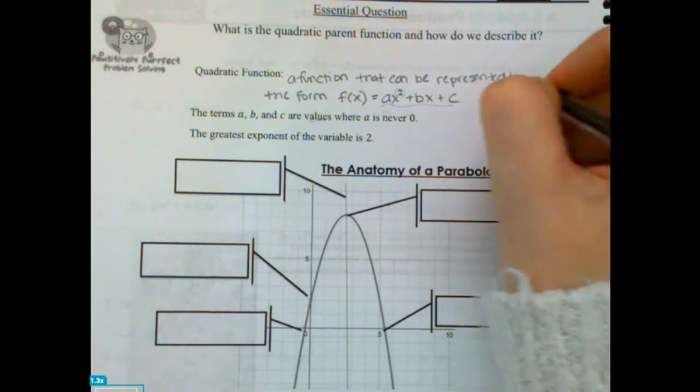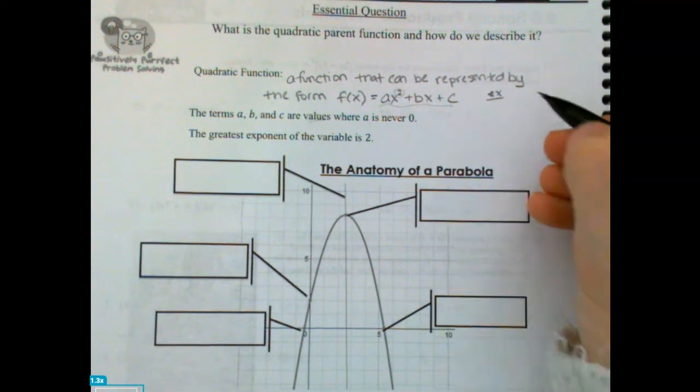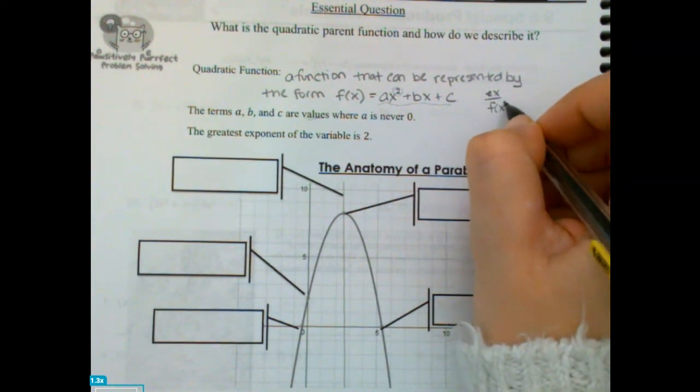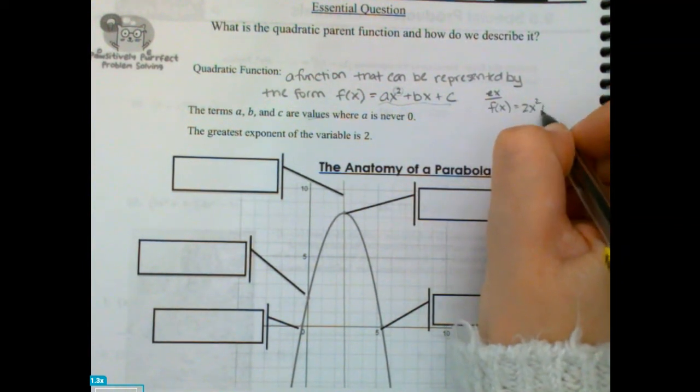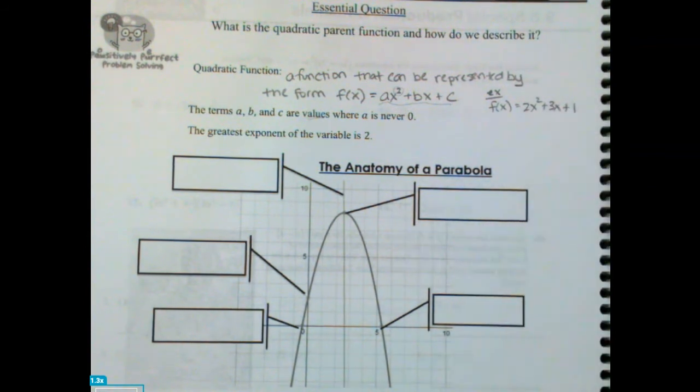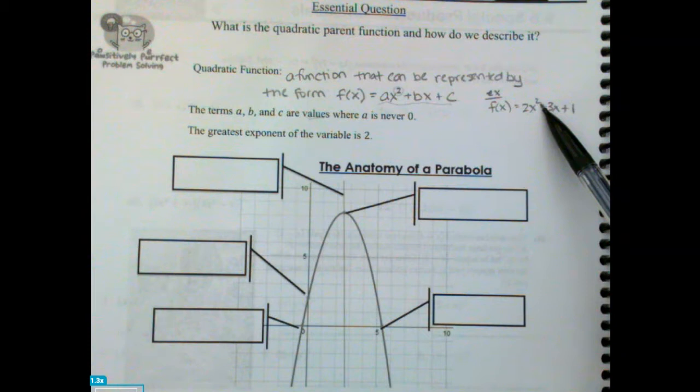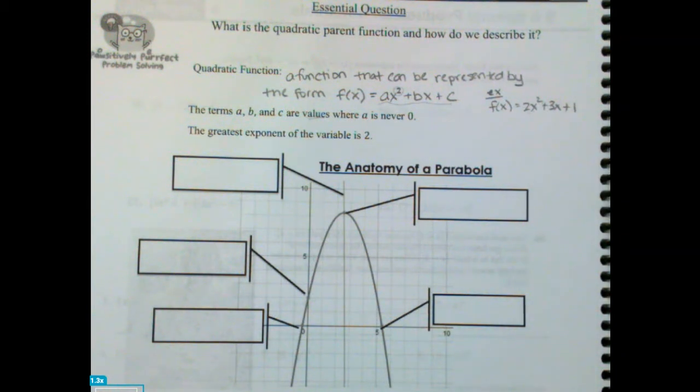So for example, we could have the equation be something like f of x equals 2x squared plus 3x plus 1. All a, b, and c are numbers. A isn't 0. And then we're going to talk about later what each of these numbers mean and how they go together. But for now, just know that if you see something with x squared as the highest degree, we can call that quadratic. Okay?